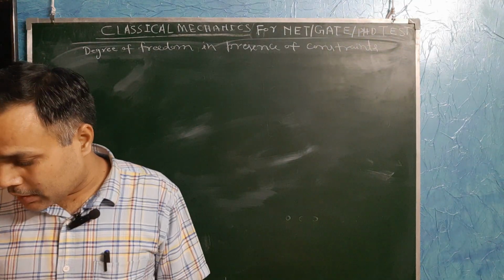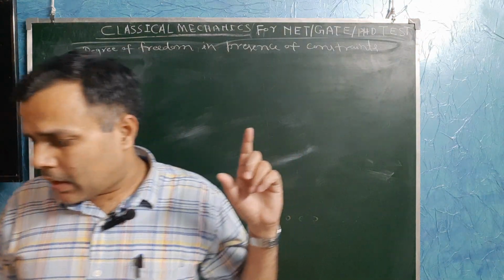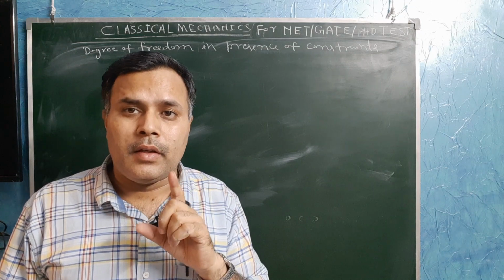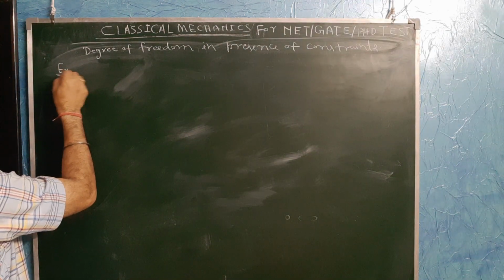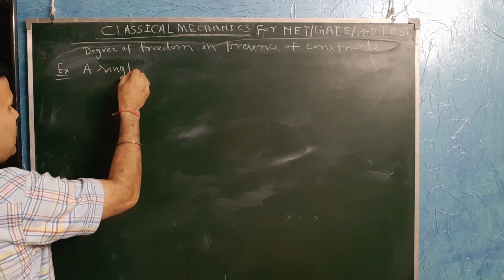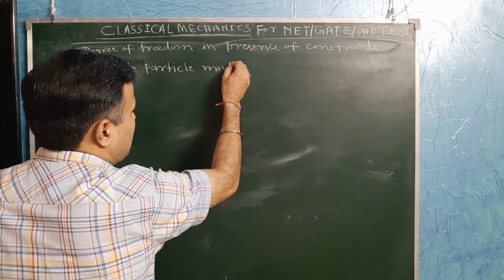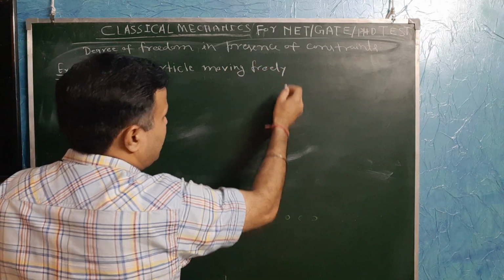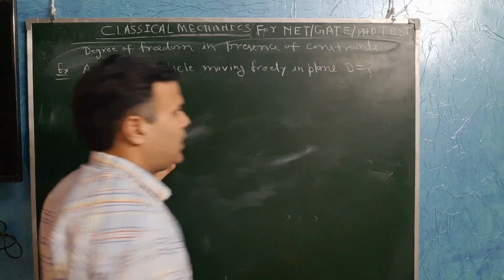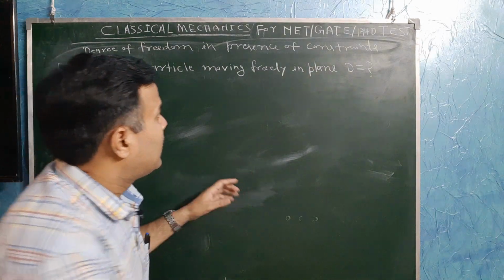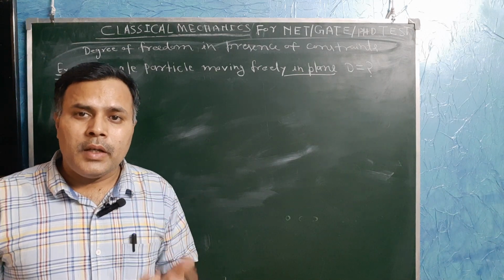So now let us understand the concept of degree of freedom through constraints. So a single particle, with the same example, a single particle moving freely in a plane. In the earlier case, a single particle was moving freely in space. Now we have a single particle moving freely in a plane. So what is the degree of freedom? Now we have information about the plane.